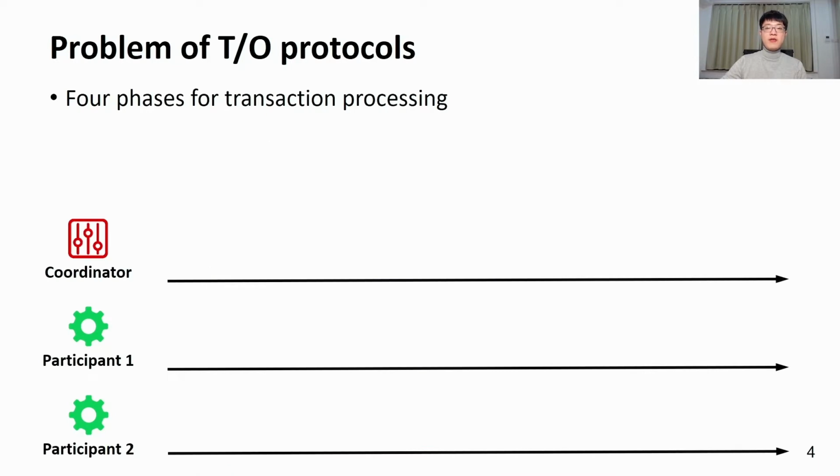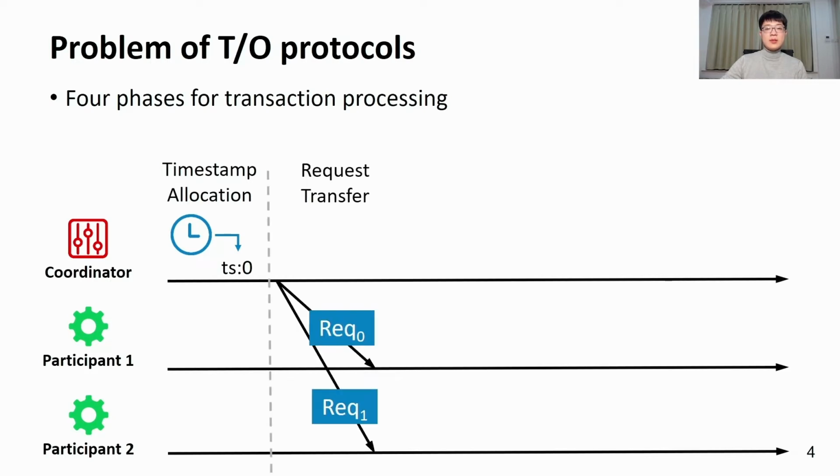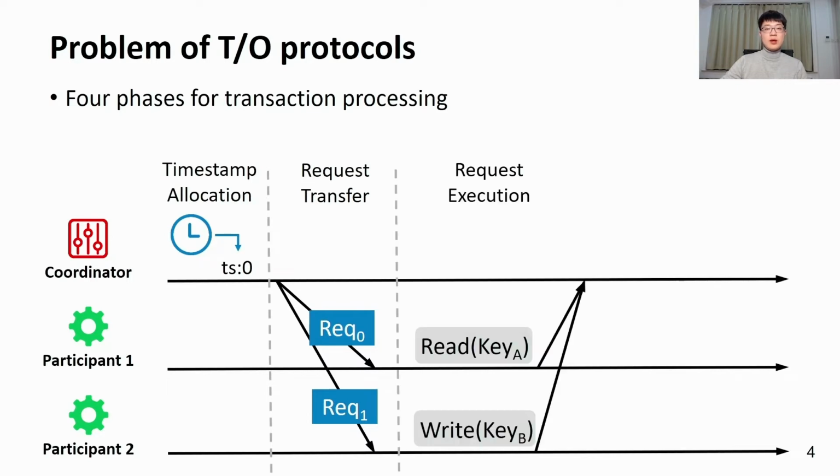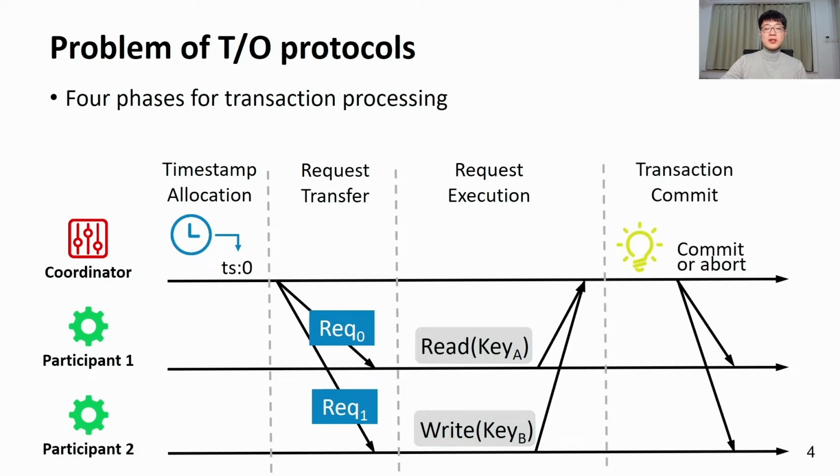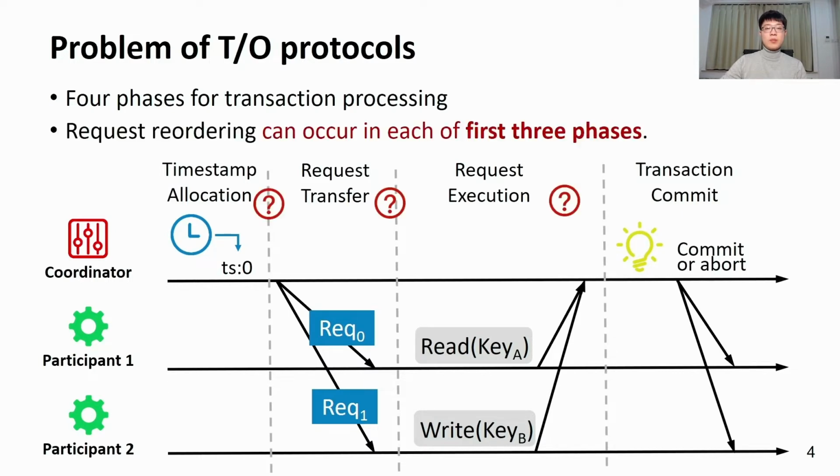So, in which processing phase will request reordering occur? There are four phases for transaction processing in TO protocols. First, the coordinator obtains a timestamp from clocks for the transaction. Second, the coordinator transfers the transaction's requests to the participants. Third, participants execute the requests, reading or writing local data, and return results to the coordinator. Finally, the coordinator determines whether the transaction can be committed. Request reordering can occur in each of the first three phases.